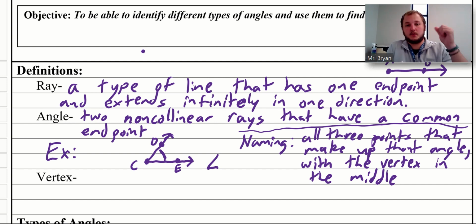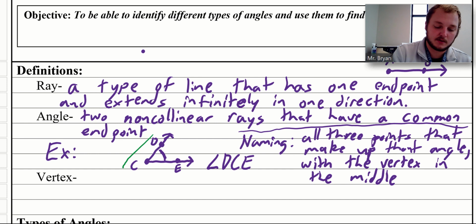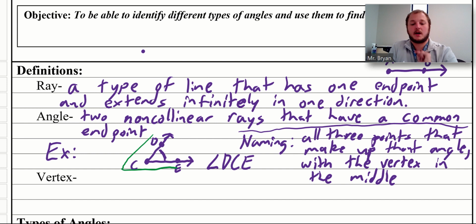So I see I have point C, point D, and point E, but I can't just name it that. I need to make sure that the middle letter, the second one, is going to be my vertex, or in other words, that common endpoint. So this would be angle, for instance, DCE. And then I should be able to look right through that and follow the track: I go to point D, I go to point C, and then I go to point E. Again, that common endpoint is in the middle when I name it. Very important that you use that.